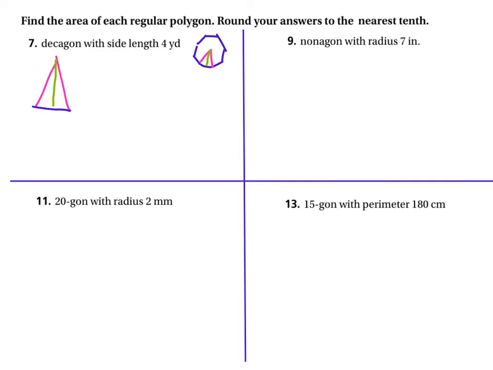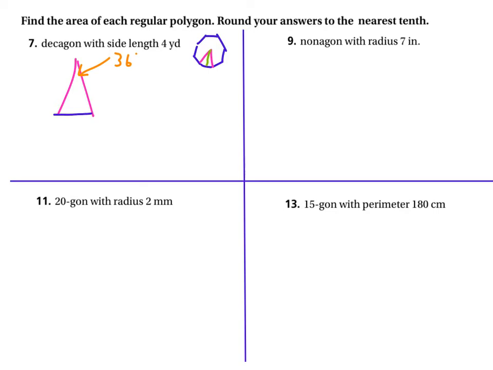So first things first, what would be the measure of, actually, let me erase this for now. And let's just draw the pink triangle. Okay. What would be that central angle? Well, if you split that thing up into 10 equal parts, because it's a decagon, you have 360 degrees divided up into 10 equal parts, and you have in there then a 36-degree angle. Okay?